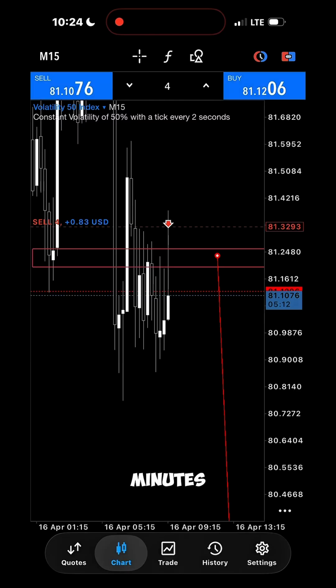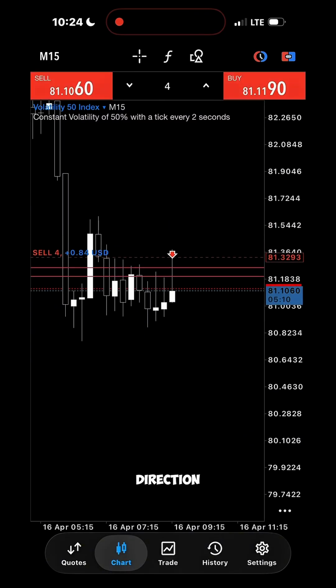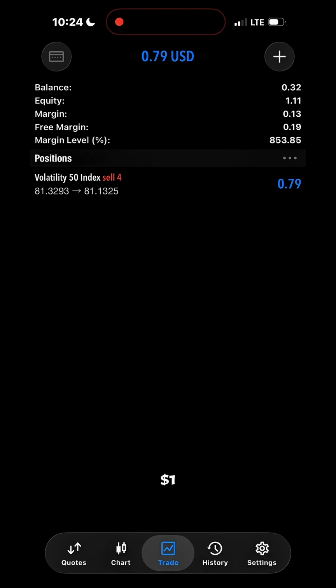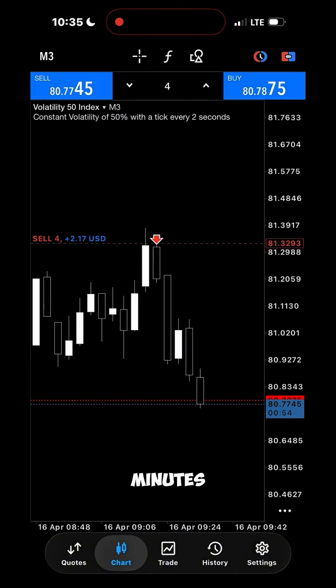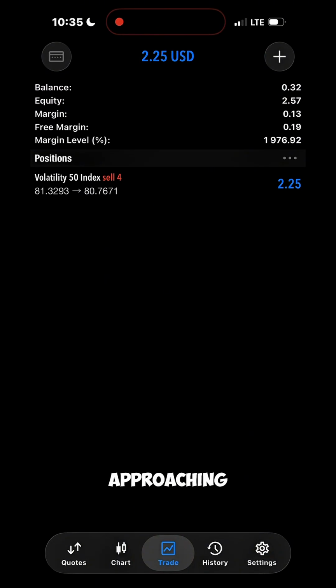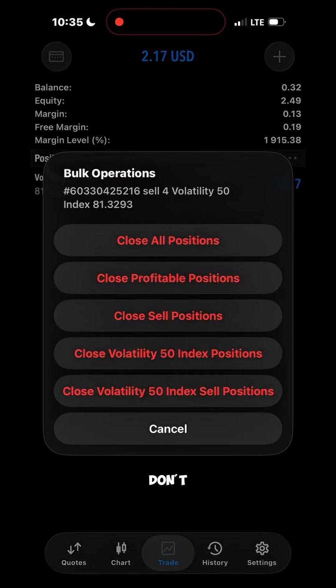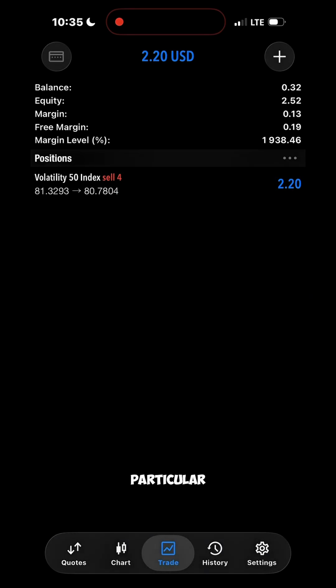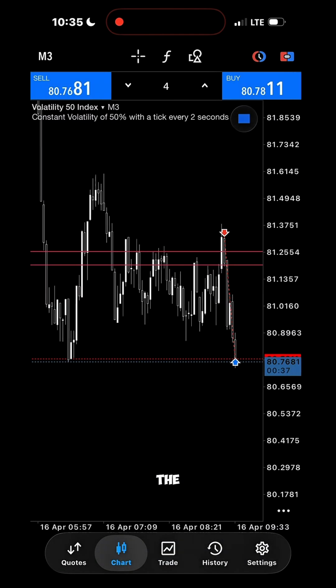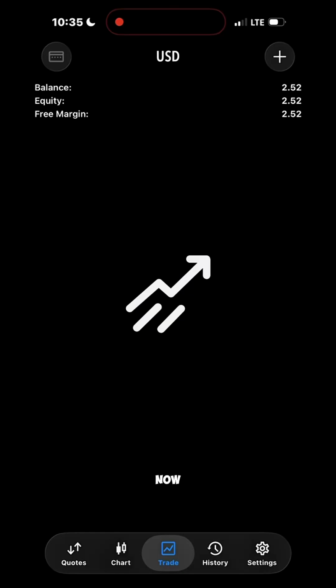In less than 4 minutes, the market moved in the bearish direction. You can see that the entry was pretty clean. And right now we're almost at $1. We're 85 cents in profit. It's been 15 minutes since I got into this trade, and I'll be exiting the trade because we're approaching a support level. I don't know whether or not the market will react to this particular support level, but I really don't want to take the risk. And you can see the support level right here. And right now we've got a balance of $2.52.